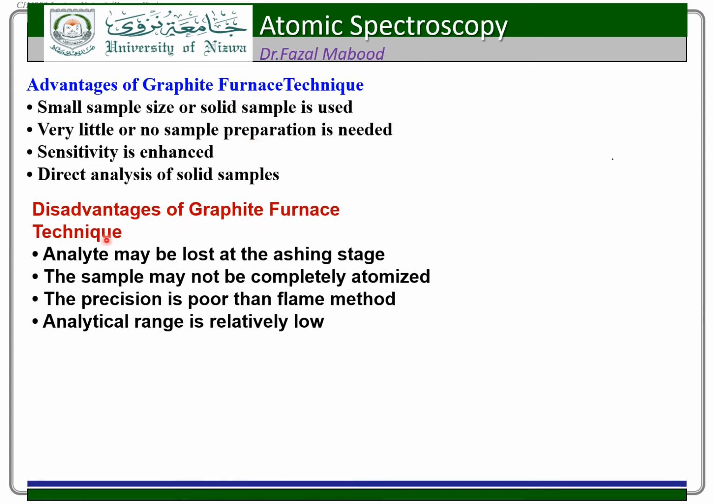Disadvantages of the graphite furnace technique: the analyte may be lost at the etching stage. Sometimes the analyte converts into ashes and is lost. The sample may not be completely atomized. Sometimes the sample does not completely atomize. The precision is poorer than the flame method. The analytical range is relatively low.